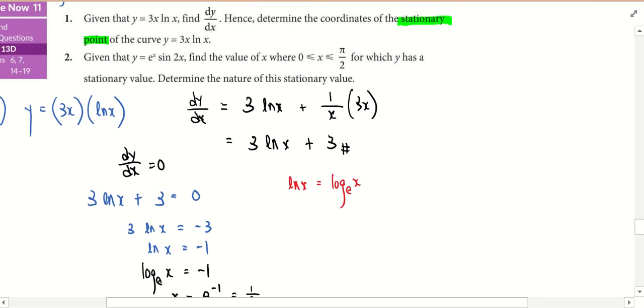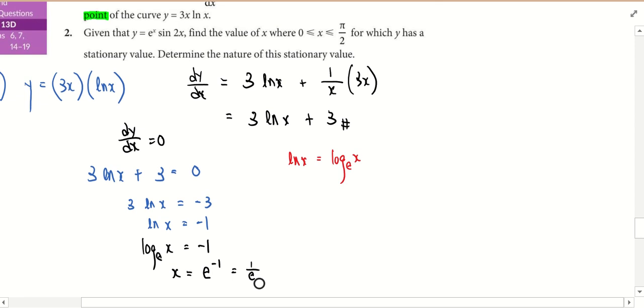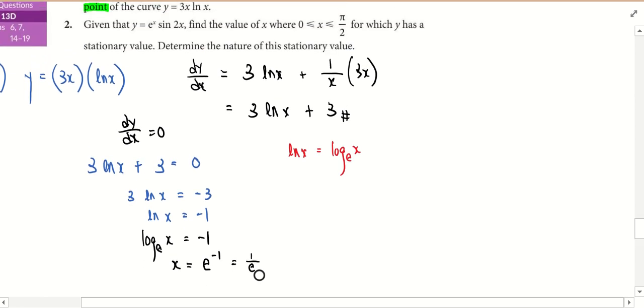Okay, now, is this the only answer? No, they want the coordinates. So we need to find the y coordinate. Please substitute your x into the original y. Okay, so that's what I'm going to do right now. Y equal to 3 e to the power negative 1 ln e to the power negative 1.